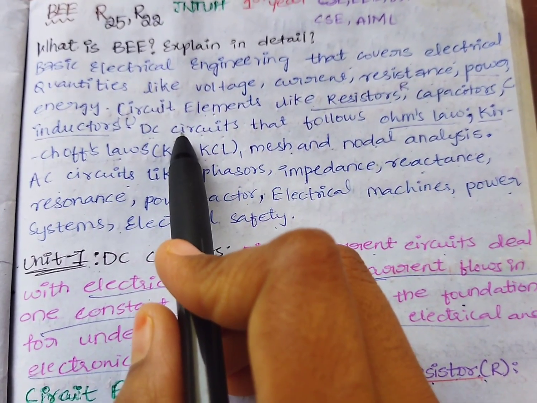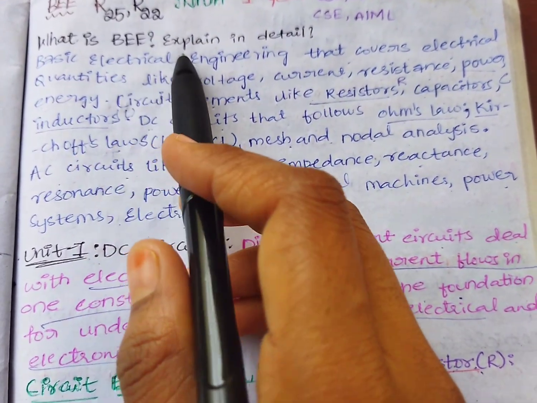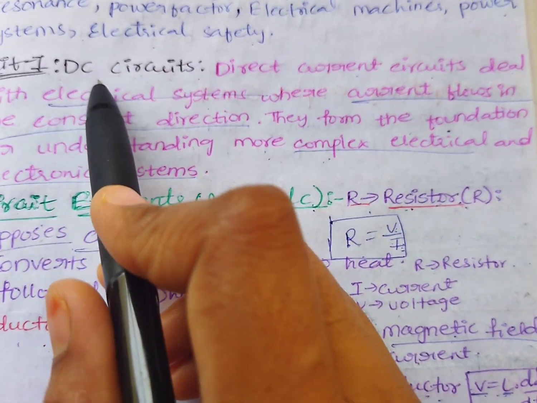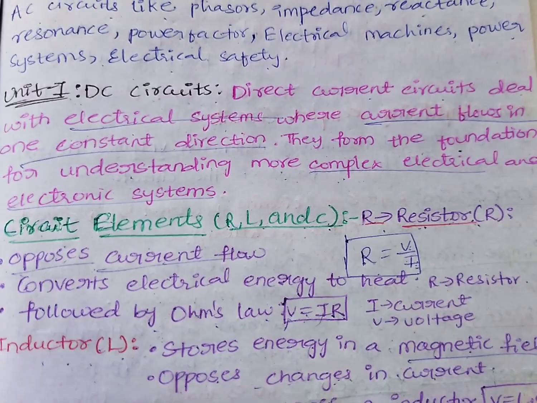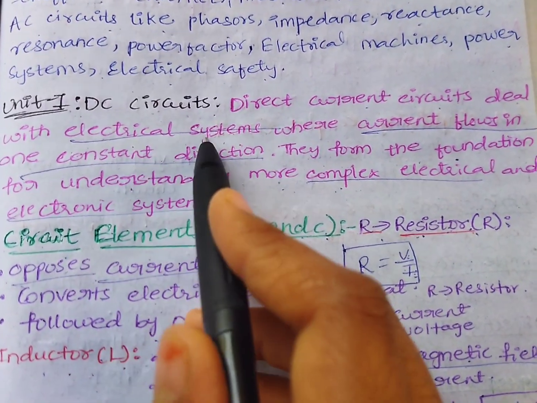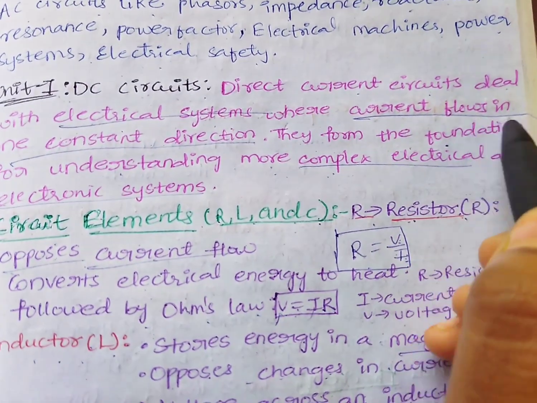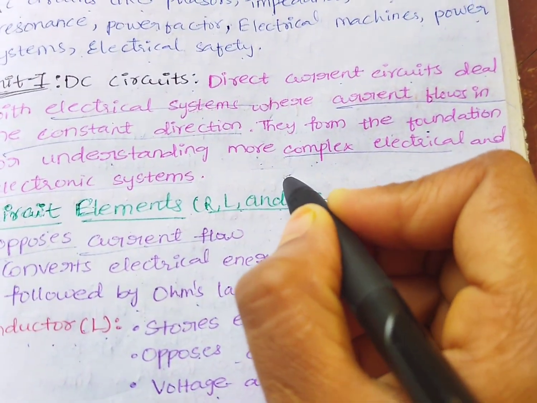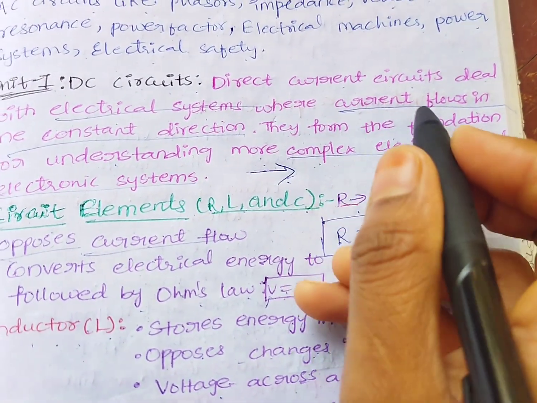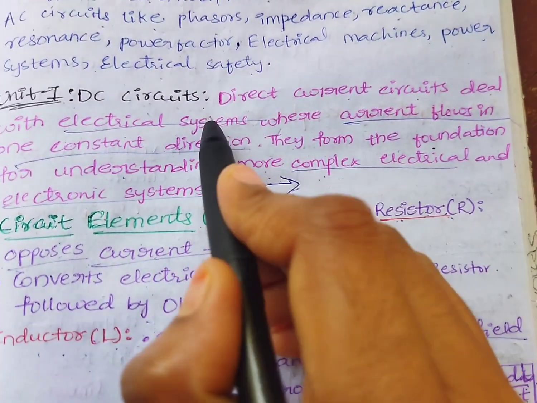For studying these concepts in engineering, this subject is introduced. First unit, DC circuits, direct current circuits. It deals with electrical systems where current flows in one constant direction. Flow in a particular direction is known as current flowing in an electrical system.